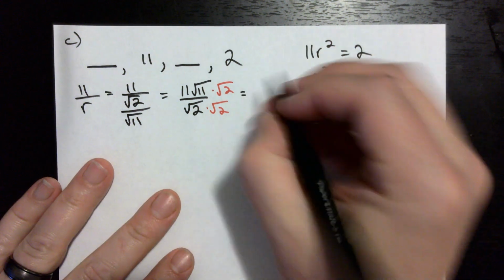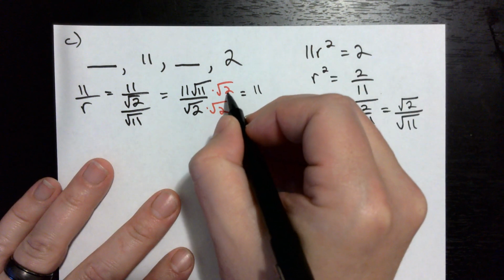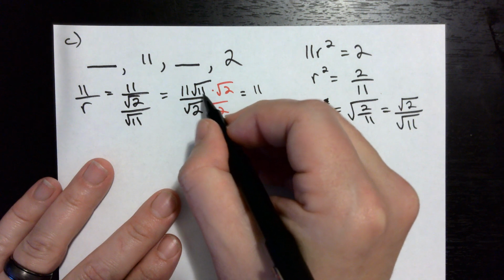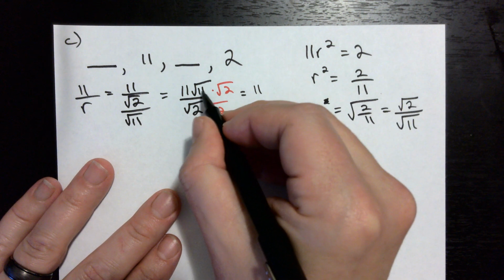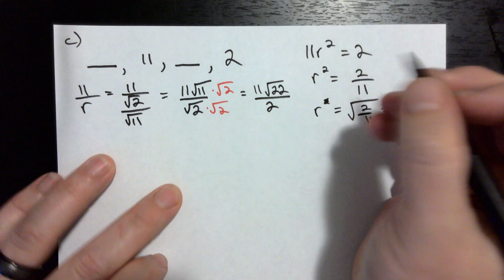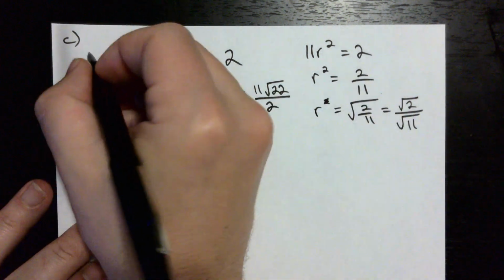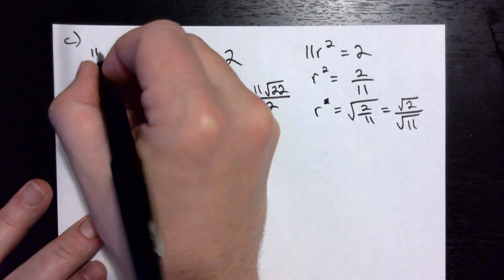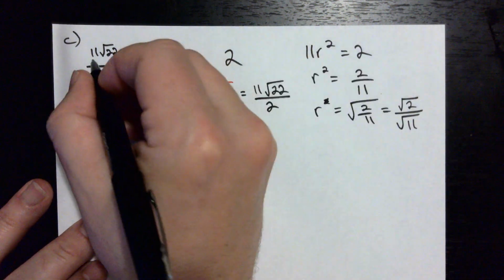So the top would turn into 11. We could bring this square root of 2 underneath the radical with the 11 to make this 22. 11 times 2 is 22. So square root of 22 and then divide it by 2. Okay, that's your first term. So 11 square root 22 over 2.